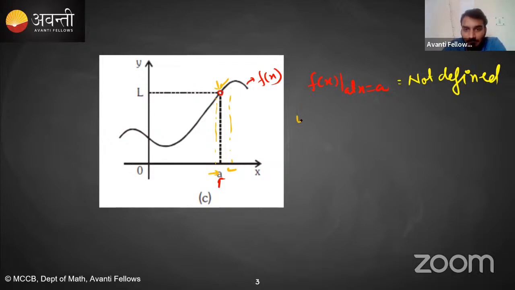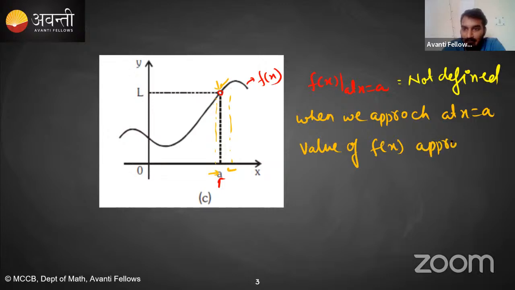So when we approach x is equal to a, the value of f of x approaches towards L. Is this clear? This should be clear to everyone. As you are approaching x is equal to a, the value of f of x is approaching L. Is this clear? So this is mainly the idea of limits.